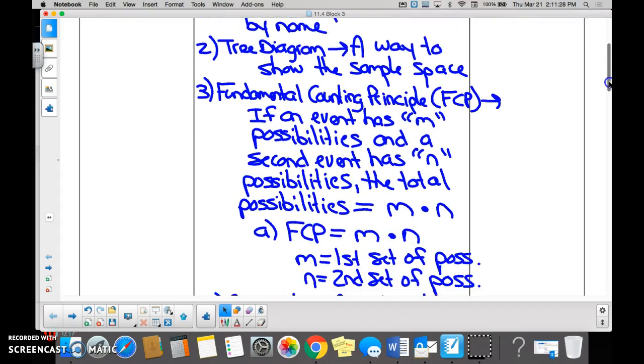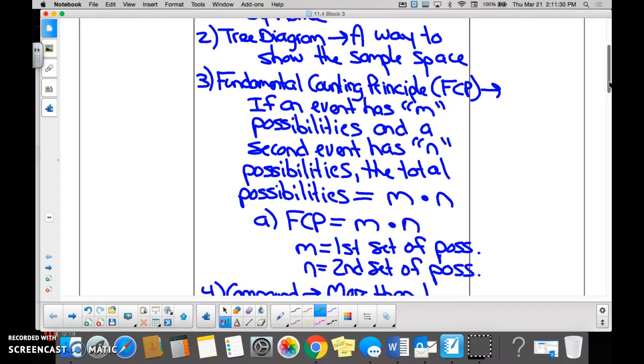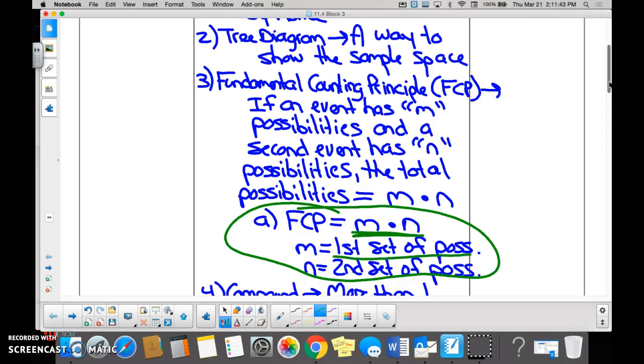The fundamental counting principle has a formula. On the count of 3, can you please tell me the formula for the fundamental counting principle? 1, 2, 3. M times N. And M is? First set of possibilities. N is? Second set of possibilities.